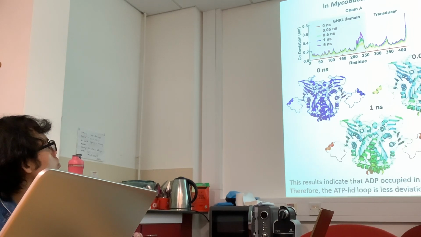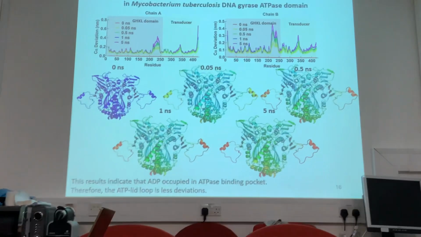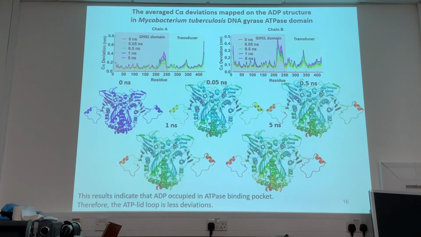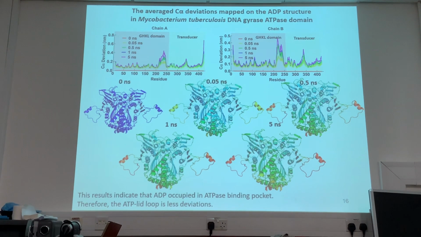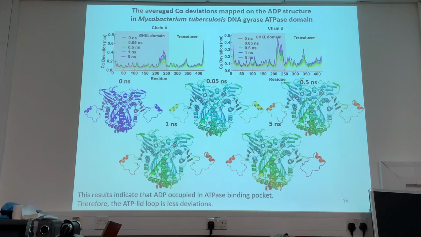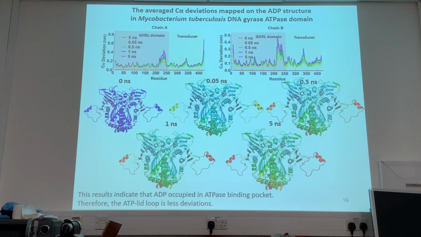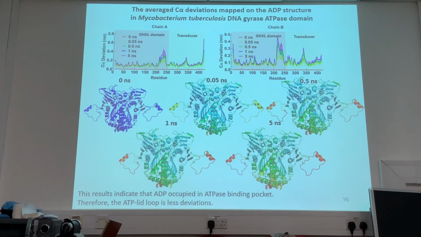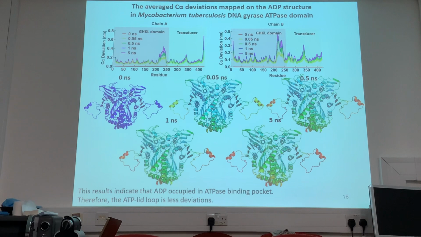It's a little bit misleading because the scale is different on the left and right. Oh, the scale is different. So actually the response of the GHKL domain is probably quite similar. Yeah, we need to be very careful. The scale on the left-hand side is being dominated by that very large C-terminal response in the transducer.